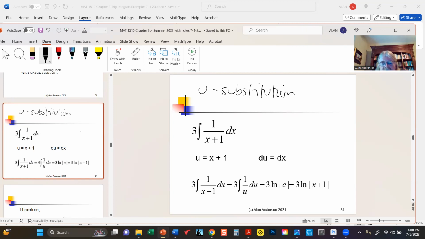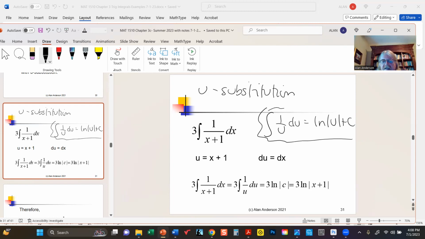So let's let u be x plus 1, du is dx. So remember, the integral of 1 over u du is natural log absolute u plus c. And that's exactly what we have here. We get the 3 on the outside. U is our x plus 1, and du is just dx. So we got 3 times 1 over u du, 3 times log c.